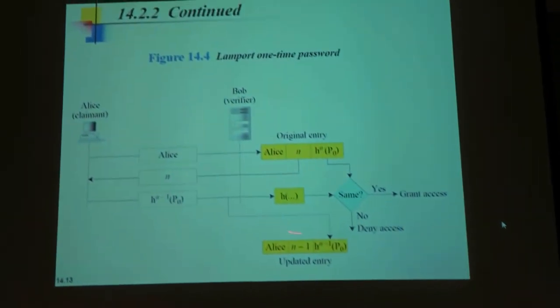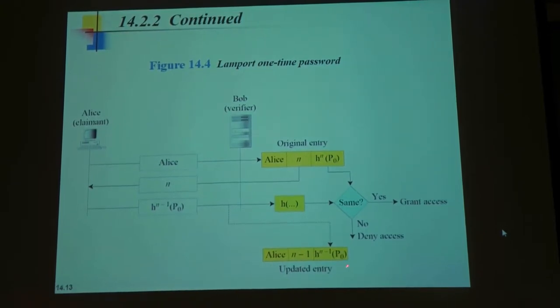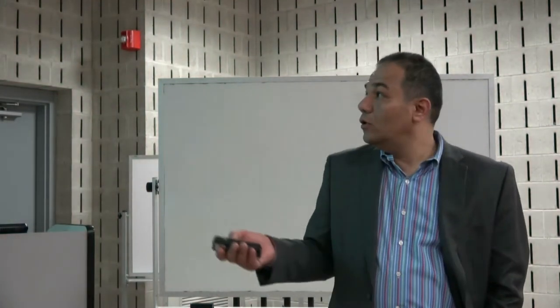And then after that, you do the update: Alice's entry will be N minus 1, and the hash N minus 1 of P. So here we start from the last hash and then go to the previous hash. What happens when N equals 1? If N equals 1, we have no hash, just P0. The first hash will be 1, the second hash 2, the third hash 3, up to N.